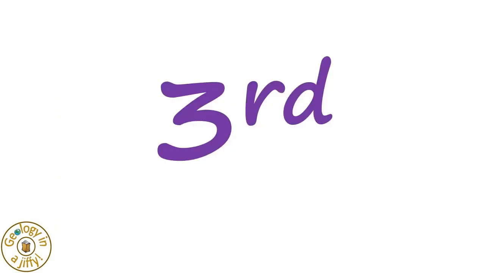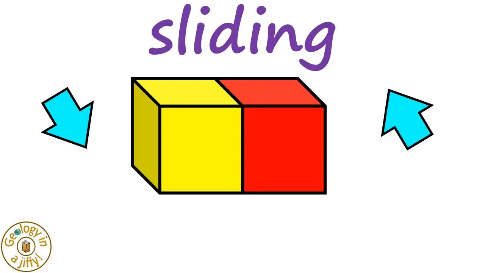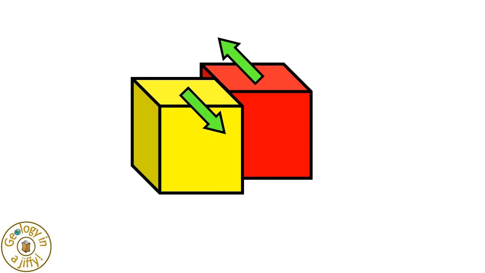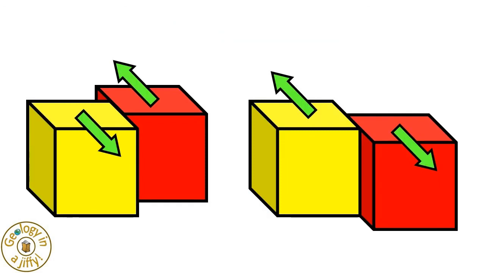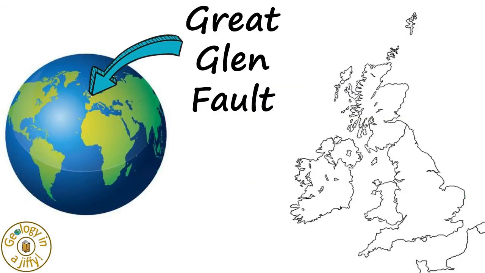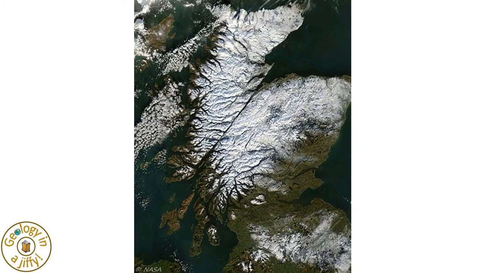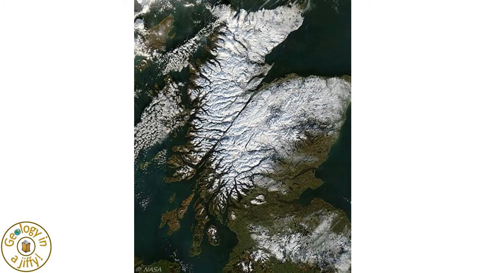The third type of fault happens when rocks slide past each other along the horizontal, the sliding either moving to the left in relation to where one stands, or, alternatively, the blocks could slide to the right, depending upon the forces in the area, forming strike-slip faults. A famous example is found in Scotland, where the most prominent fault in Great Britain, the Great Glen Fault, cuts diagonally across Scotland, the fault starting to move about 400 million years ago.